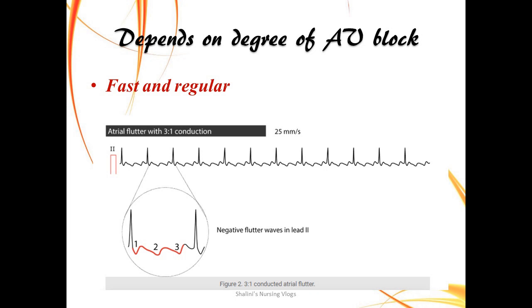Another thing I want you to remember is, usually it is fast but it is regular, and it also depends on the degree of AV block. That means you can elicit the degree of AV block when you look at an atrial flutter strip. Now here in a bigger view I have 1, 2, 3 P waves to 1 QRS complex. Then I'll say it is 3:1 block. When I have 2 P waves to 1 QRS complex, then I'll say it is 2:1 block. So you can even elicit the degree of AV block when you look at an atrial flutter strip, and usually you look at lead 2 in the strip.